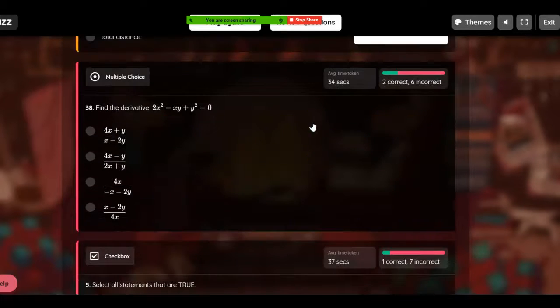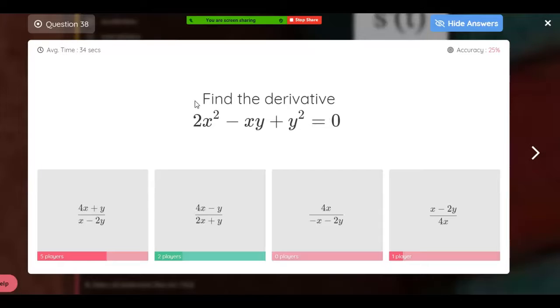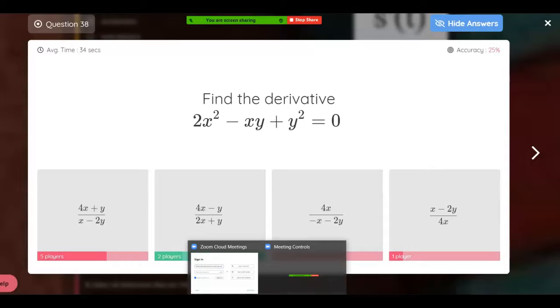And down to the final two, or most commonly missed. Find the derivative of 2x squared minus xy plus y squared. I am going to work this problem out for you, but before I work that one out, let's look at the next missed question as well.